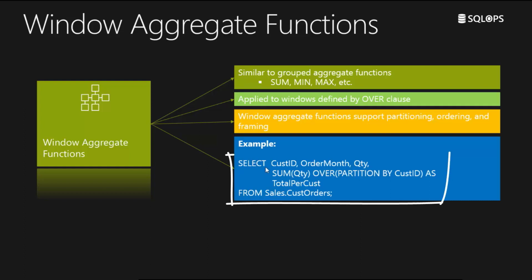Let's take a look at this example. This query uses the sum function to display the total quantities per customer as a separate column. First, let's execute this query and see what the results will look like, and then we'll manipulate this query to make it more useful.